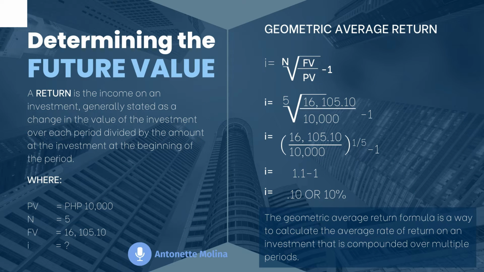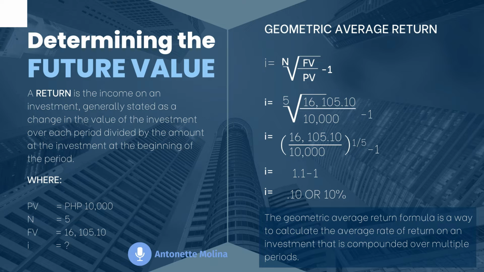This formula is a way to calculate the average rate of return on an investment that is compounded over multiple periods. The formula is interest is equals to nth root of future value over present value minus 1. So we will get the needed data. The present value is 10,000 pesos. The number of periods is 5 years. The future value is 16,105.10 and the interest rate is unknown.